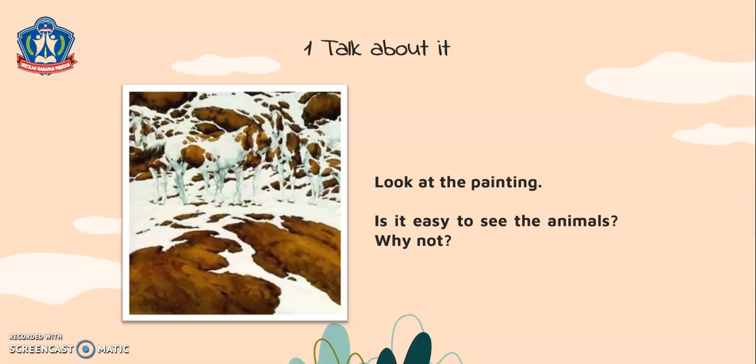For activity 1, talk about it. Look at the painting. Is it easy to see the animals? Why not? Write down your answer, children.